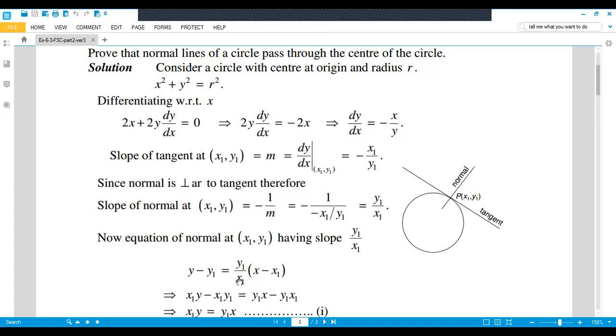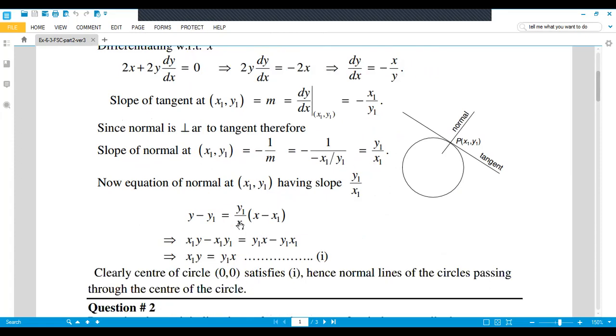Now throughout multiply with x1 to remove the fraction. So throughout multiply with x1, x1 y minus x1 y1 equal to y1 x minus y1 x1. Now y1 x1 is present on both sides, so it will cancel. So you get x1 y is equal to y1 x. So clearly the center of the circle, 0 0, satisfies equation 1. Hence the normal line of the circle passes through the center of the circle.